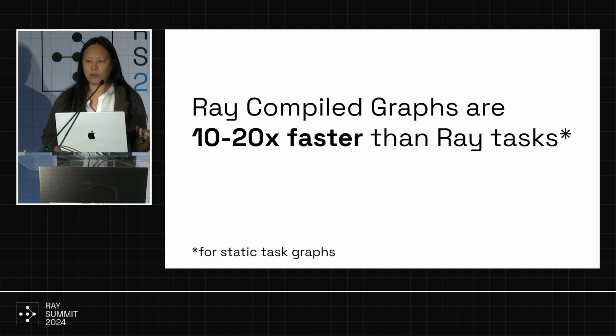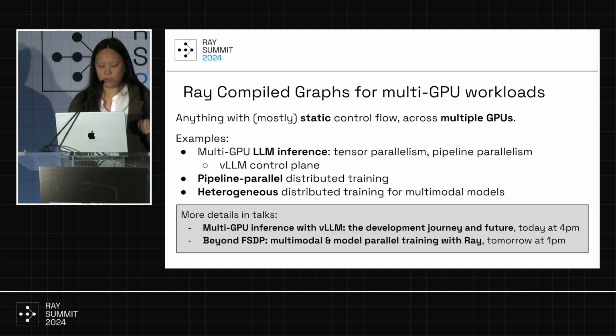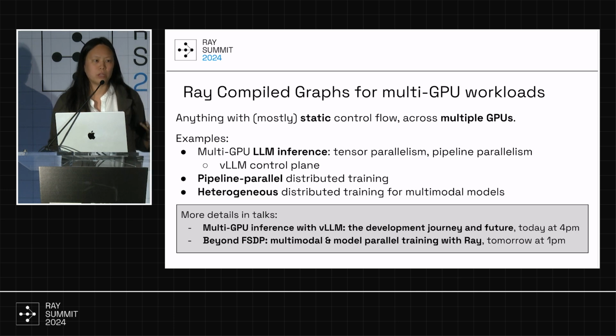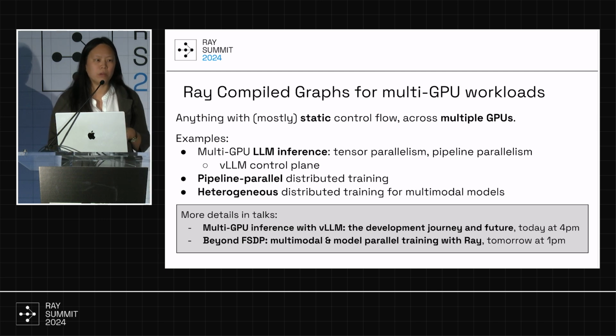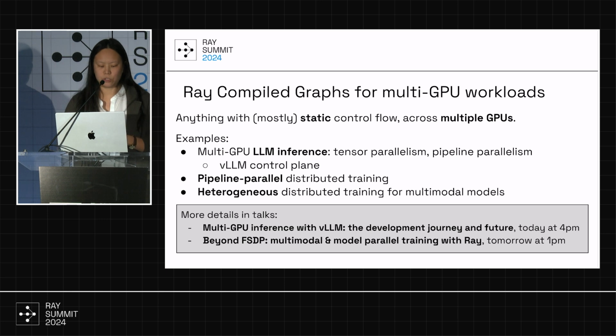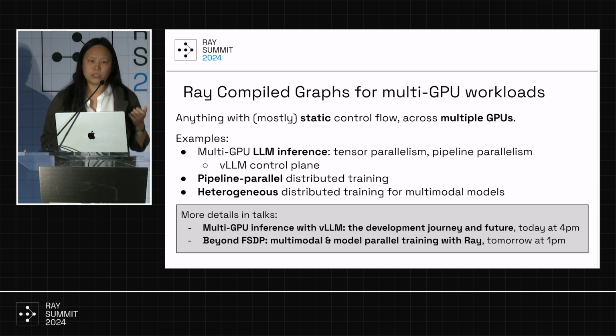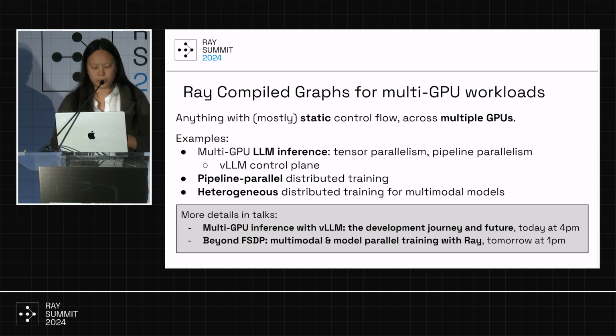And you might be wondering, what are these cases? Well, a lot of multi-GPU workloads can be expressed with completely static control flow. Later in this talk, we'll give some examples in multi-GPU LLM inference, as well as some cases in distributed training. And if you're interested in more of these workloads, I'd also encourage you to attend the talks later in Ray Summit, which will do a deeper dive on both inference and training.